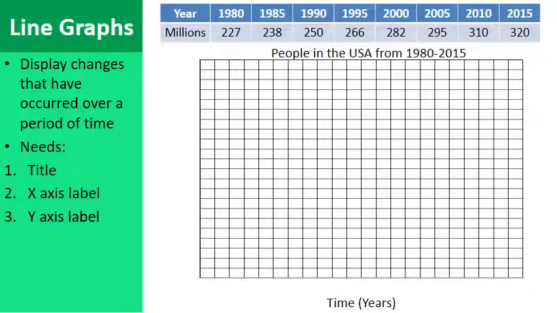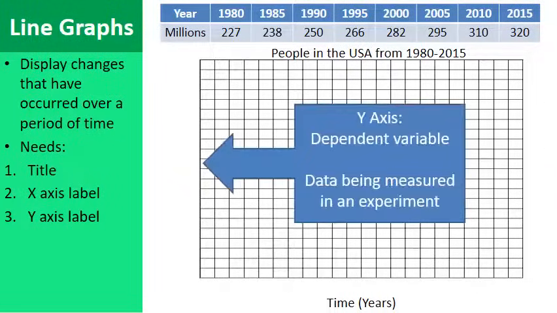Okay, so now let's focus on a label for the y-axis. And a general rule here, the y-axis is the dependent variable. It's the data being measured. Well, what are we measuring from 1980 to 2015? We're measuring the population size in millions of people. So let's keep it just like that, nice and simple.